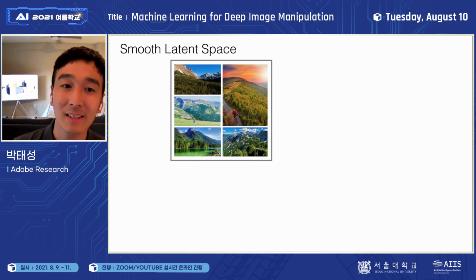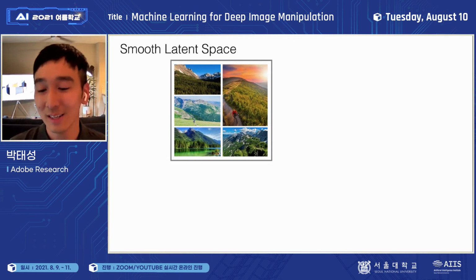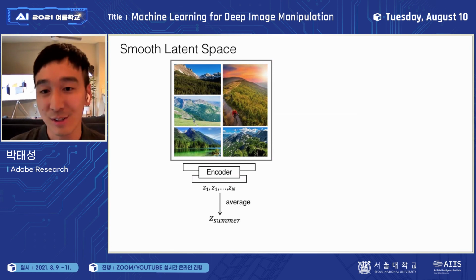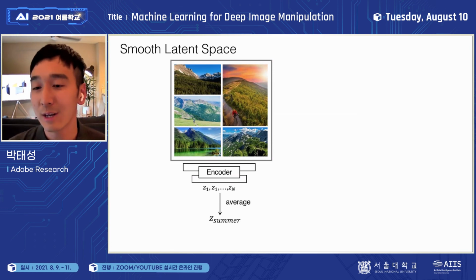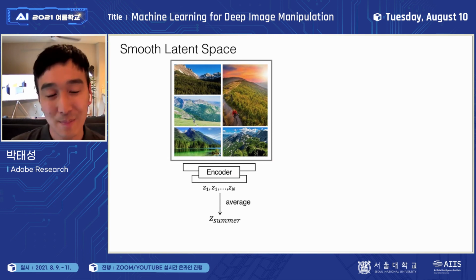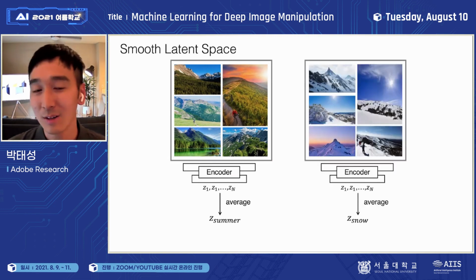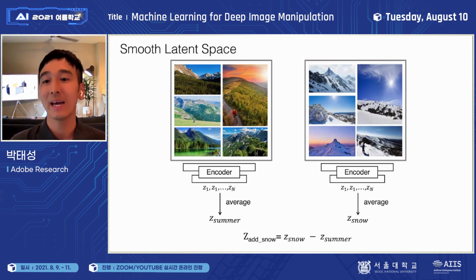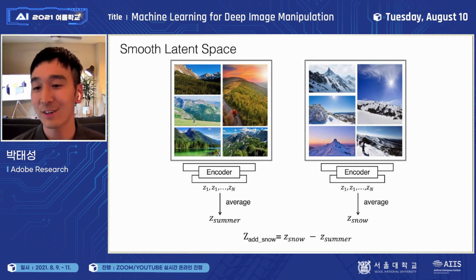So if we collect 10 images of summer mountain that show up on Google search, and we encode the images and average the codes, we get the code that represents summer mountains. We can do the same thing on snowy mountains. And if we take the difference of these two vectors, we're going to get a manipulation vector that will add snow to the other images.